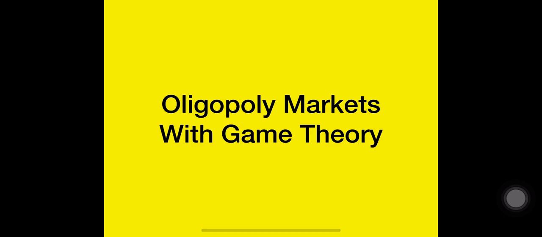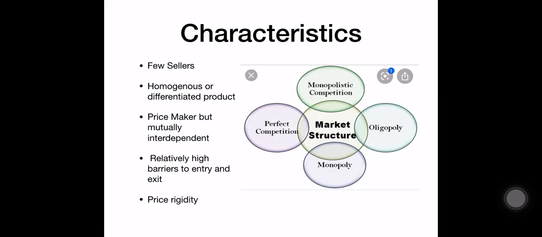Hi everyone, welcome back. So for this video, we're gonna look at our third market structure, which is oligopoly markets, and include prisoner's dilemma for game theory. So let's start with the characteristics of an oligopoly.